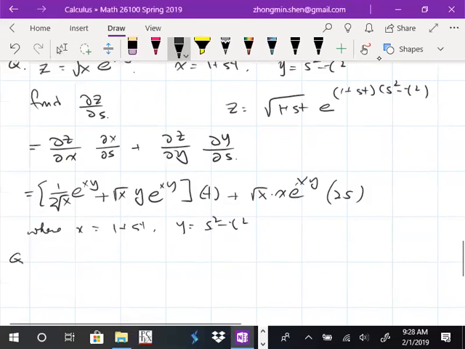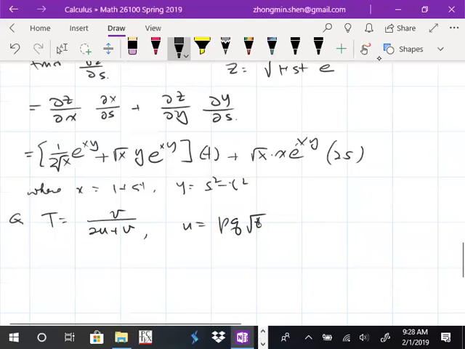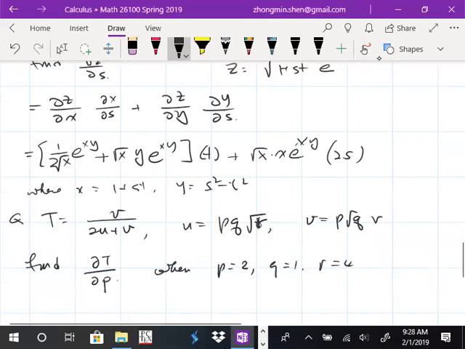All right, so the next part. t equals v over 2u plus v, and u equals pq square root of r, and v equals p square root of q and r. Complicated. Find the partial derivative of t with respect to p, when p equals 2, q equals 1, r equals 4.